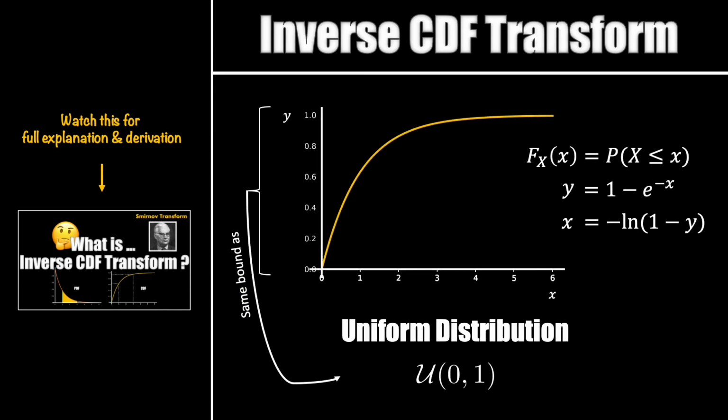And you can see that the y-axis of this CDF has a support from 0 to 1, which is same as that of a standard uniform distribution. So what we do is that we simply get a sample from the uniform distribution, use the inverse of the CDF, and we will get X, the sample, in accordance with its PDF.